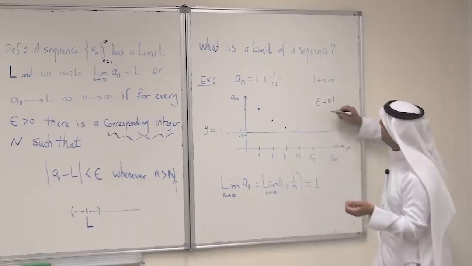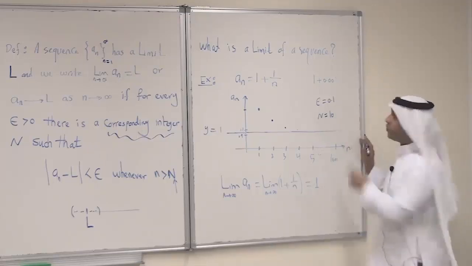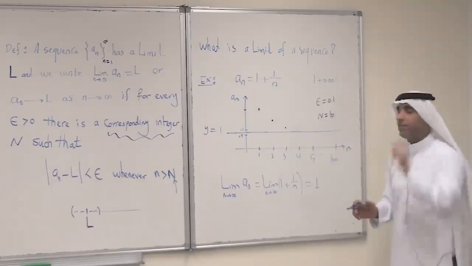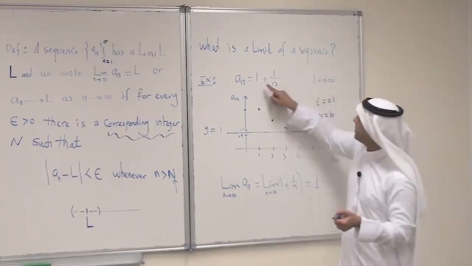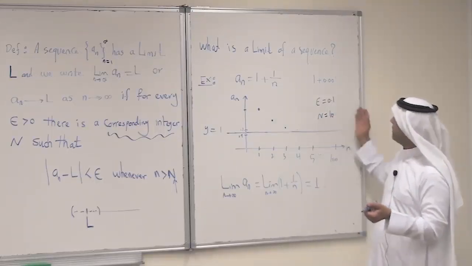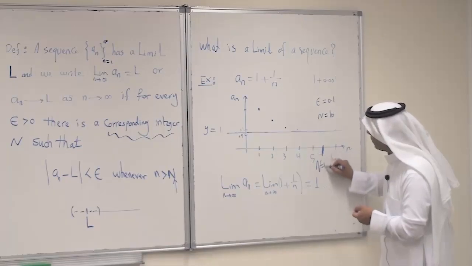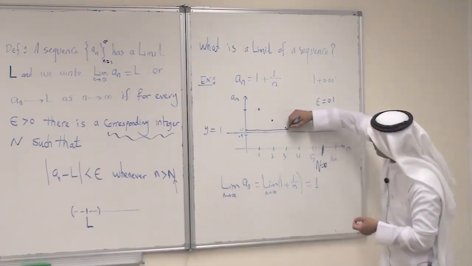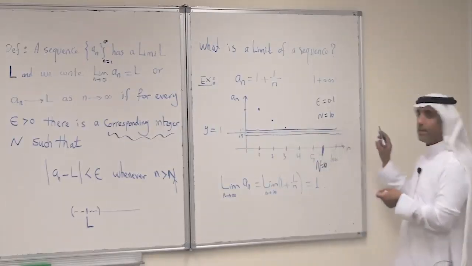We can choose in this case our capital N to be 10. If we choose our N to be 10, this will be 1.1. After this, all elements will be inside this strip, right? Because what happens after N equal to 10? N equal to 11 gives a value less than 1.1. After N equal to 10 means N equal to 12, 13, 14. So starting from our capital N equal to 10, all elements will be inside this small strip we are drawing now. So yes, in this case, we say the limit is equal to 1.